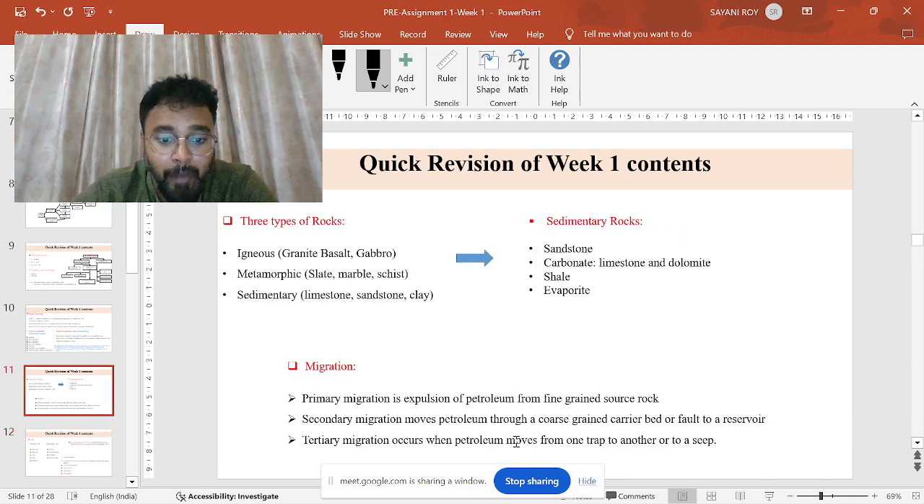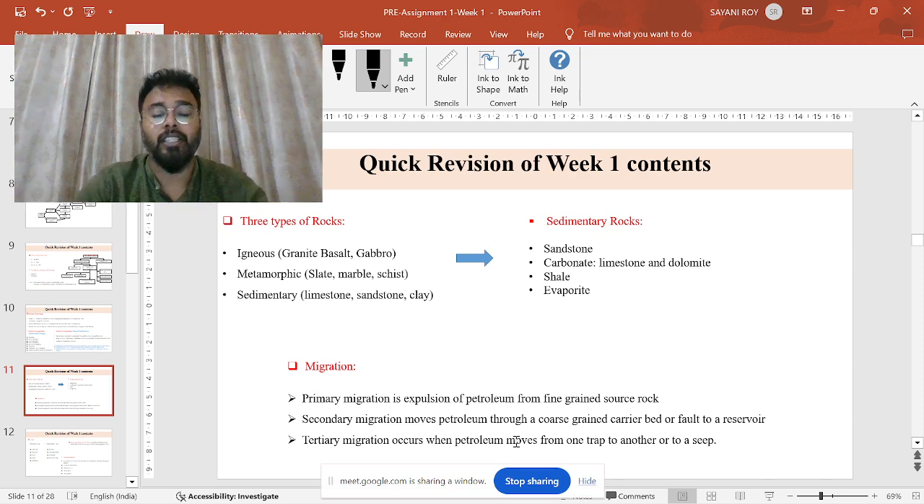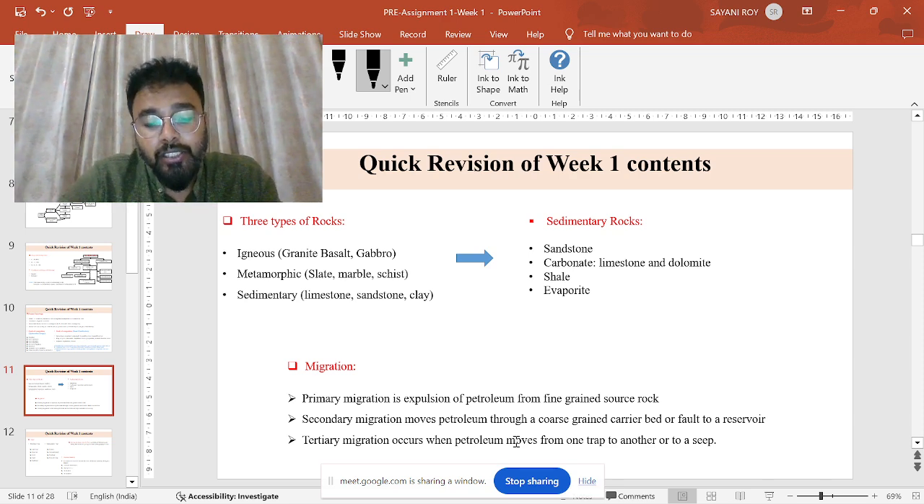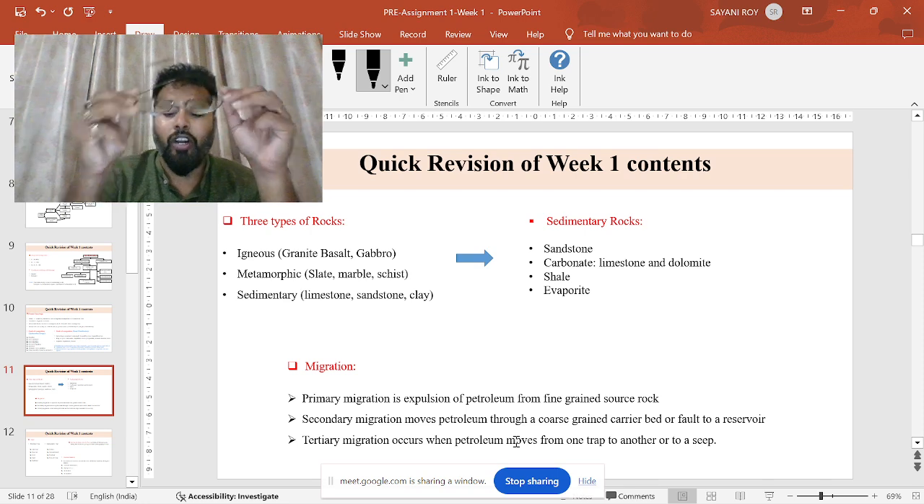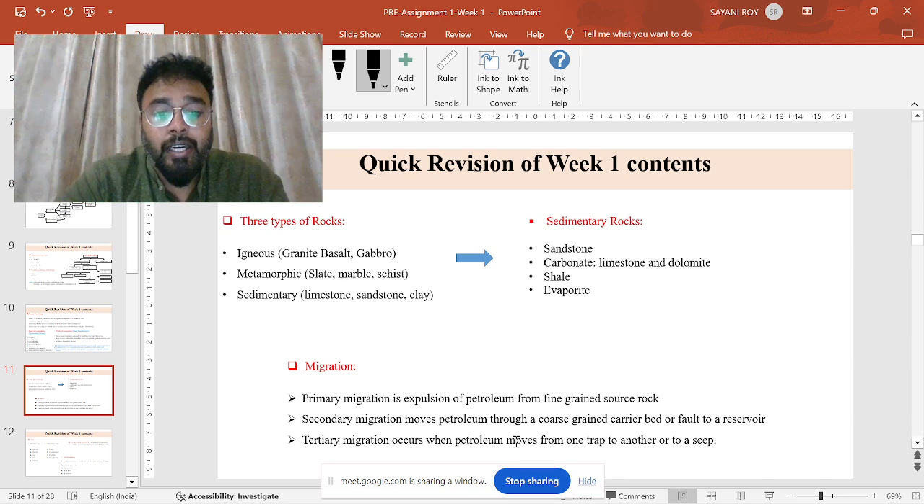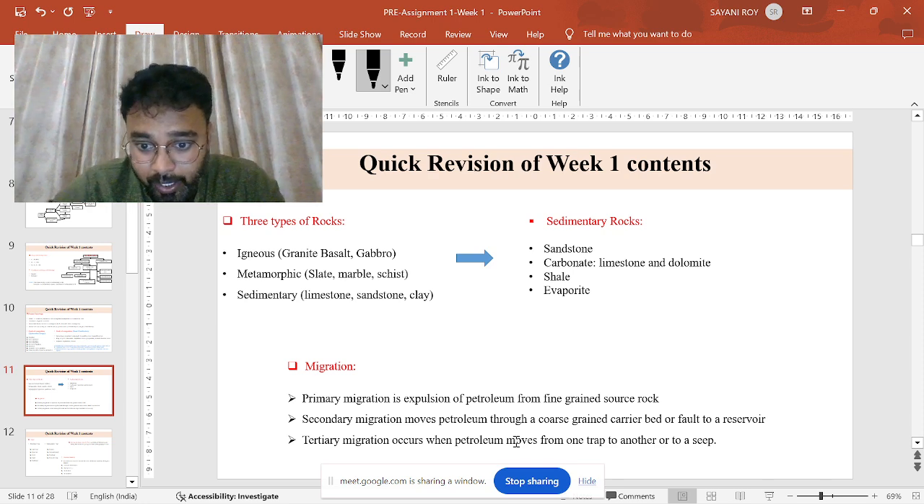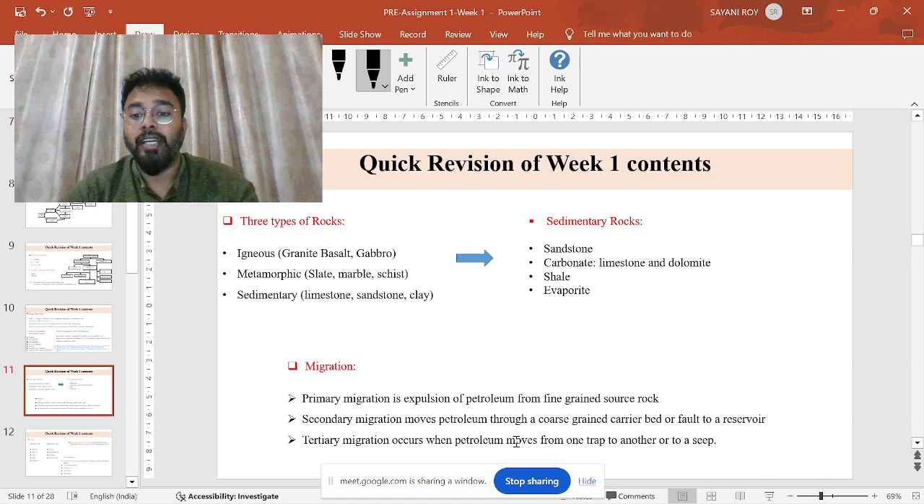So next is migration. Migration can be divided into 3 types. Primary migration is when petroleum or crude oil is expelled from fine grained source rock. When the organic matter under heavy pressure and temperature liberates crude in the source rock, it is called primary migration. Next is secondary migration, when this petroleum moves through a coarse grain carrier bed or fault to a reservoir.